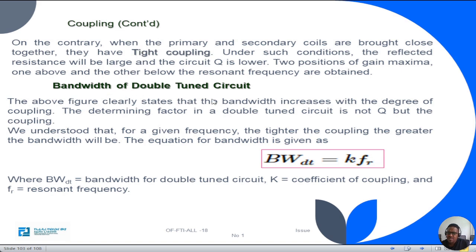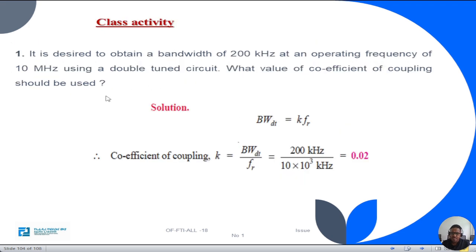So what is the bandwidth of double tuned circuits? As the above feature clearly states, the bandwidth increases with the degree of coupling. The determining factor in a double tuned circuit is not quality but the coupling. We understood that for a given frequency, the tighter the coupling, the greater the bandwidth will be. The bandwidth of a double tuned circuit is K multiplied by the resonance frequency, where K is the coefficient of coupling and fr is the resonance frequency.